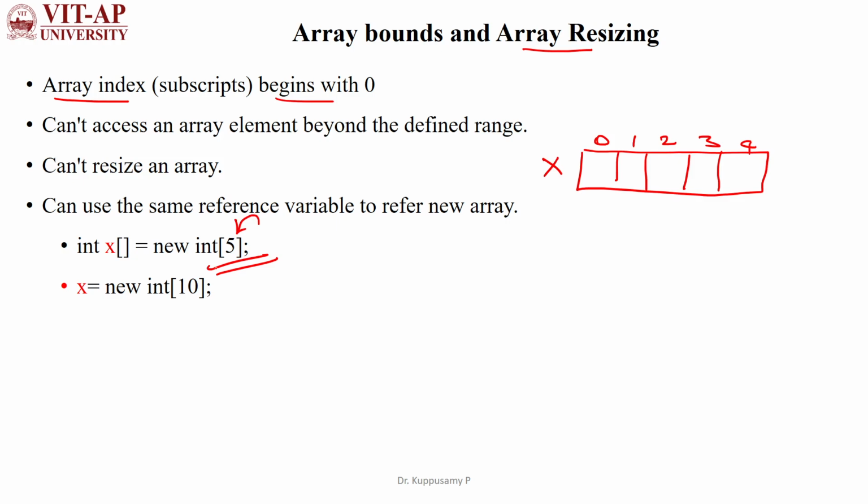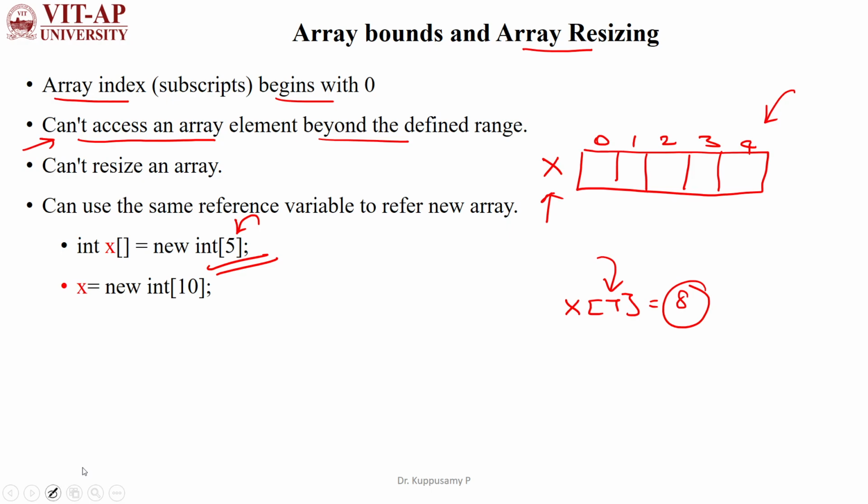Here we cannot access an array element beyond the defined range. That means our array has 5 memory locations. If I want to assign x of 7 equal to 8, I am trying to access the 7th memory location of the array x, but it is not possible. So that's what we are saying: we cannot access any array element which is out of the defined range, and also we cannot resize an array.